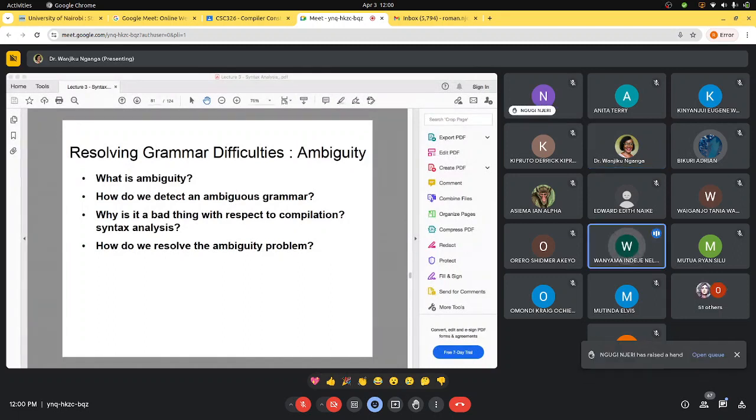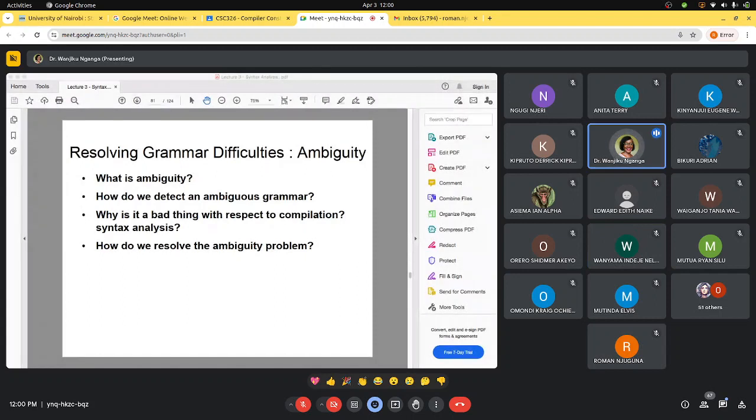I think an ambiguous grammar... Who was speaking? Nelson. An ambiguous grammar will generate more than one parse tree for the same input token or input string. Yeah. So if we find a string that gives us 2 different derivations, then you know that that grammar is ambiguous.